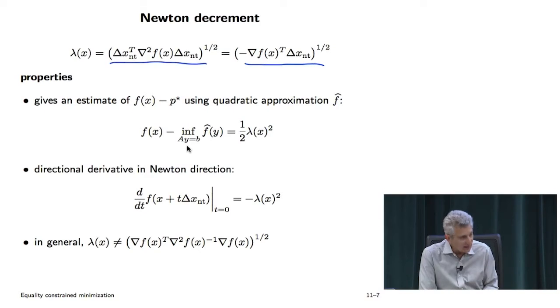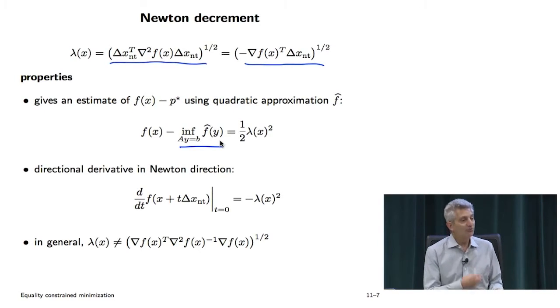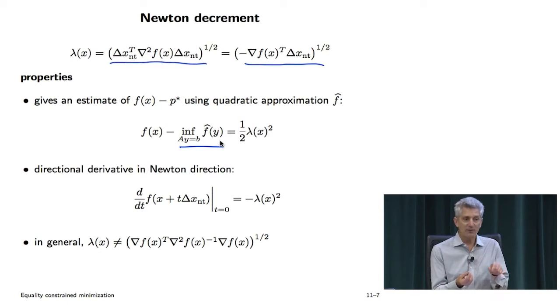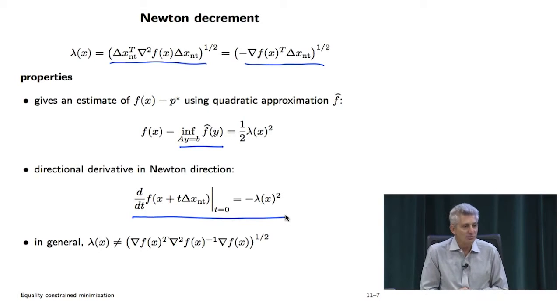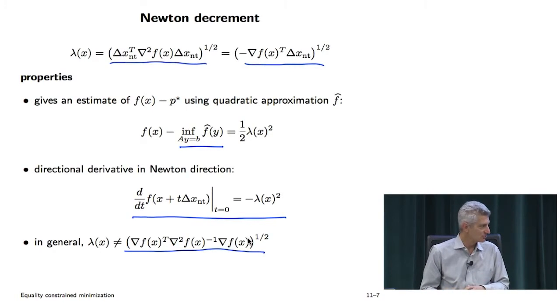Okay, and it's the same thing. It simply gives you an estimate. It says that if you form the quadratic model, solve the constrained problem, how much would the objective go down? And that's lambda squared over 2 is what that is. So it makes perfect sense. It's also the directional derivative in the Newton direction, so that also is preserved. But it is not equal to that. That's an example of one of the formulas that's just wrong for equality constraint.